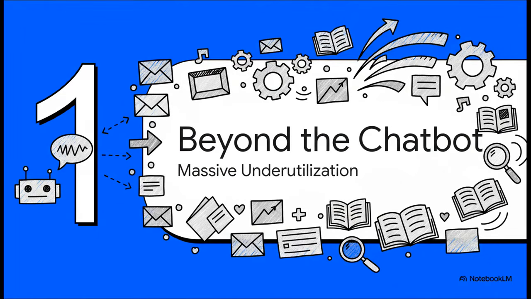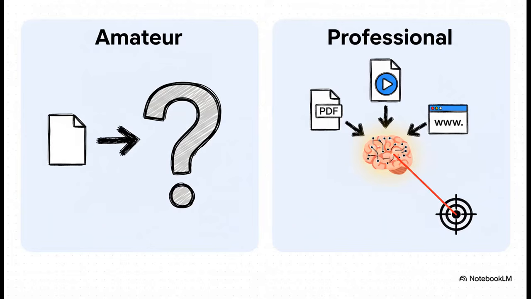Okay, first things first. We have to get beyond thinking of this as just a basic chatbot. Honestly, this is the biggest hurdle for most people, and it's why they're missing out on what these tools can really do. And this right here shows the core difference perfectly. The amateur approach, over on the left, is totally reactive. You upload one file and ask a vague question. But the professional workflow on the right, that's strategic. It's all about building a carefully chosen knowledge base from lots of different sources so you can perform this deep, surgical analysis. It's a completely different mindset.